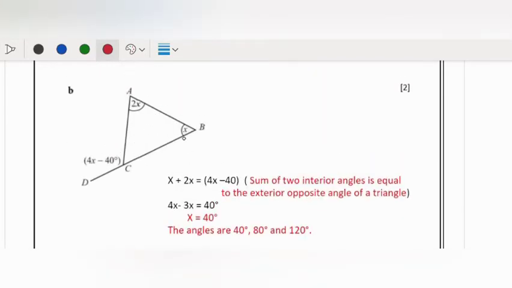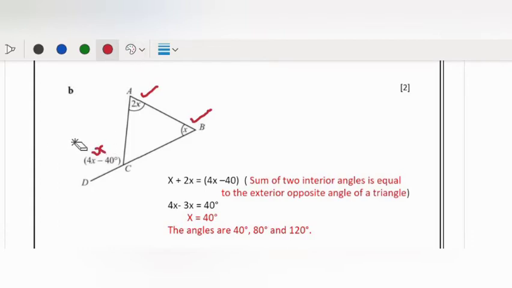You have to find the value of x here. The same method. I can write x plus 2x is equal to 4x minus 40 degree, because we know the property that the sum of the two interior angles of a triangle. So for the triangle, these x and 2x are the interior angles, that is equal to the exterior opposite angle. So these two angles, when you add together, will be equal to the exterior opposite angle.